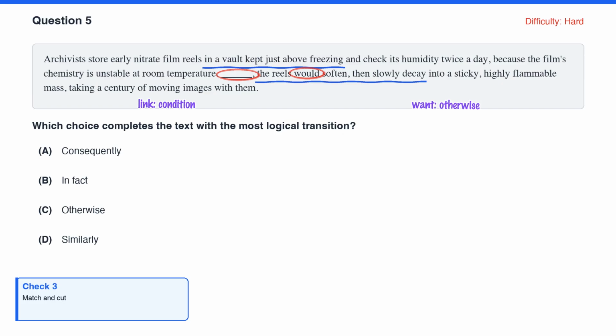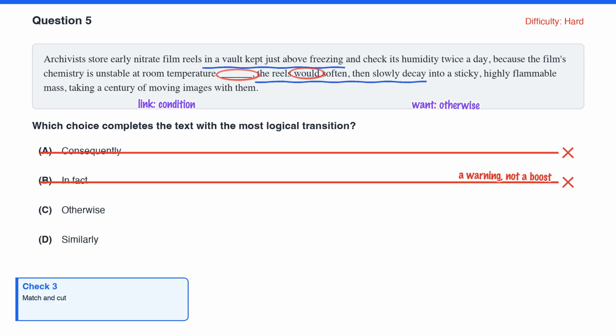Consequently is the bait, and it is a strong one. Cold storage, then decay. Cause and effect, right? Read it again. The decay is a consequence of skipping the cold, not of having it, so consequently would say the vault causes the rot. Cross it out. In fact, strengthens a claim, and the second sentence is a warning, not a stronger version of the first. That one's gone.